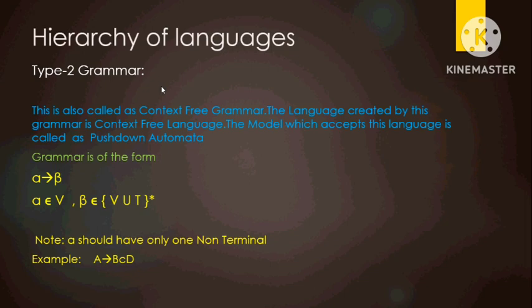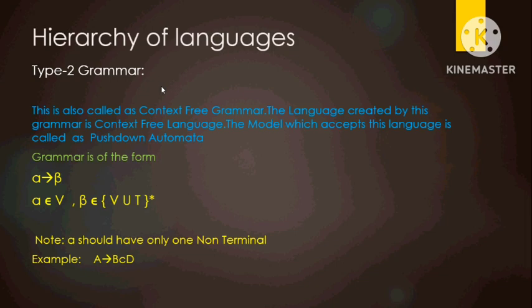So the classic example for this is A tends to BCD. You can see that in this grammar you have only one non-terminal on the left side. On the right side you can have terminals and non-terminals put together any number of times. So this is an example for type 2 grammar, or context free grammar.